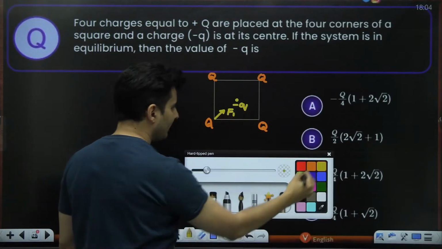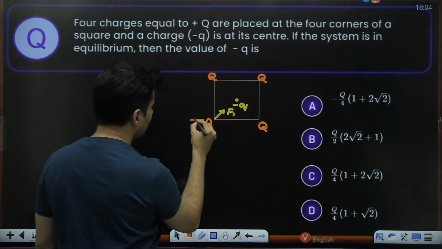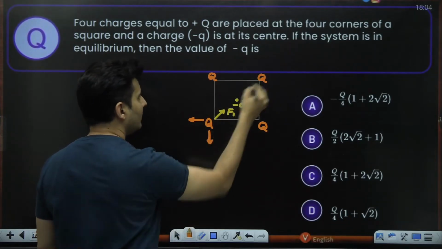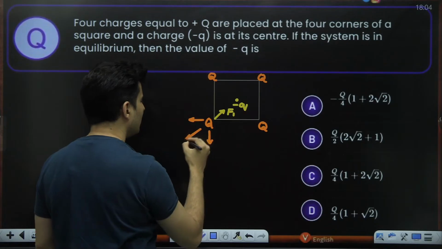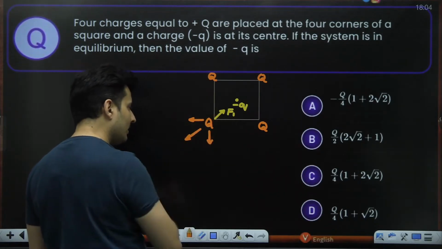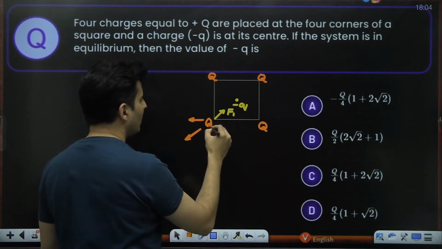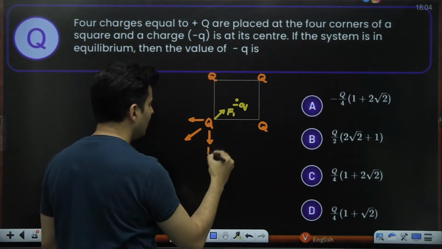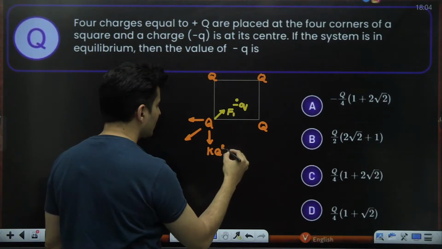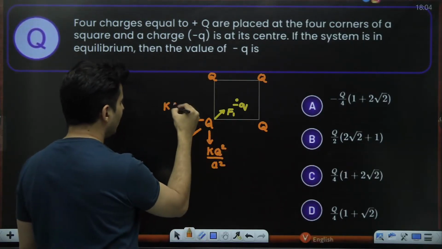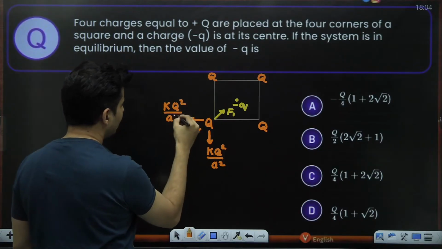These two together will give you a repulsive force. These two will give repulsive, these two will give repulsive, and this will also give repulsive. The net force of all of them will be this way, and should be balanced by these two forces. That's all. Now, if you ask me how much is the repulsion between them, it is nothing but KQ square divided by side length square. This is also KQ square by side length square.